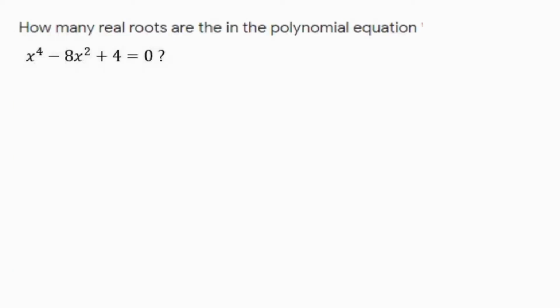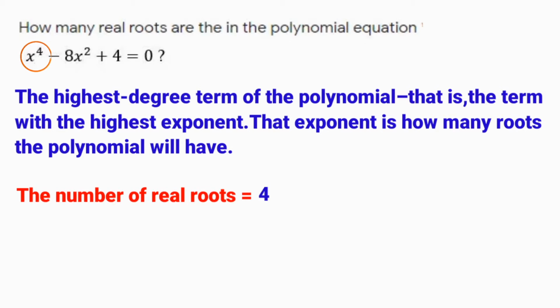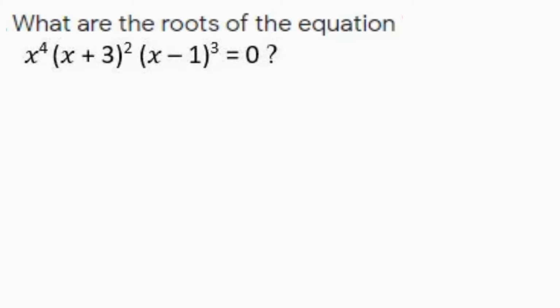How many real roots are in the polynomial equation x to the 4th power minus 8x squared plus 4 is equal to 0? Take note that the highest degree term of the polynomial, that is the term with the highest exponent, that exponent is how many roots the polynomial will have. And since the highest degree term of the polynomial is x to the 4th power, the number of real roots is 4.